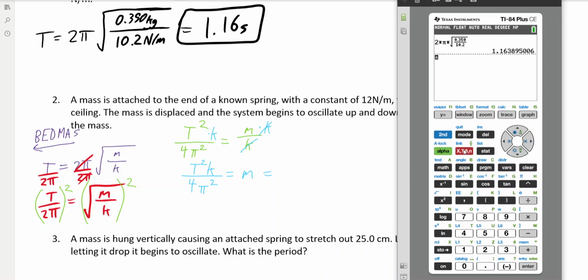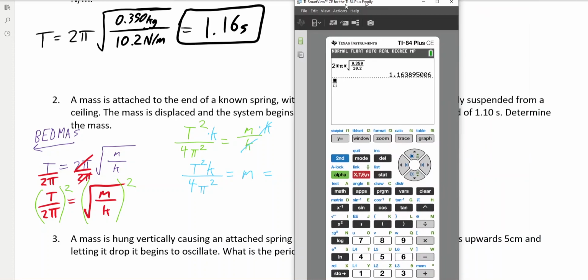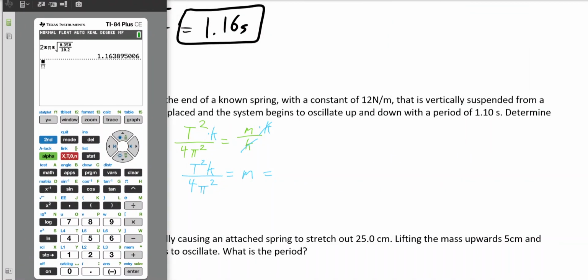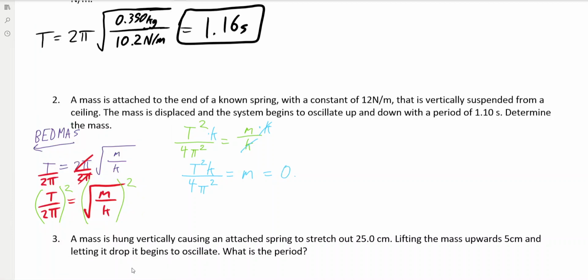So let's try this out. We've got a period of 1.1, and then we square that, times the spring constant, which is 12, over 4 times pi squared, which is 0.3677. So 0.37 with sig digs.